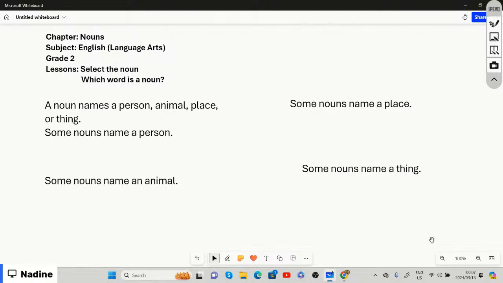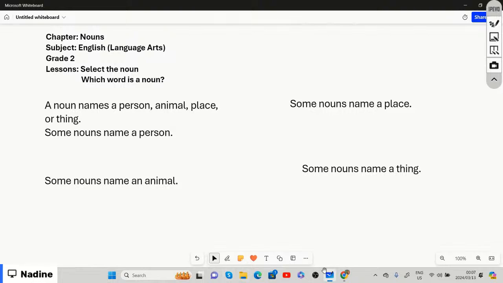All right, so a noun, right? A noun names a person. A noun names an animal, a place, as well as things, right? So those are nouns. It names a person, an animal, a place, or a thing. So some of the nouns name a person, right?